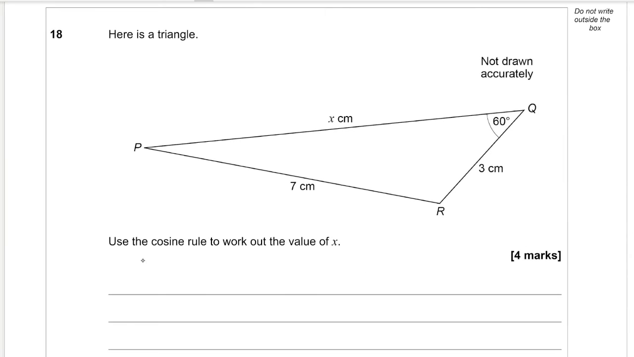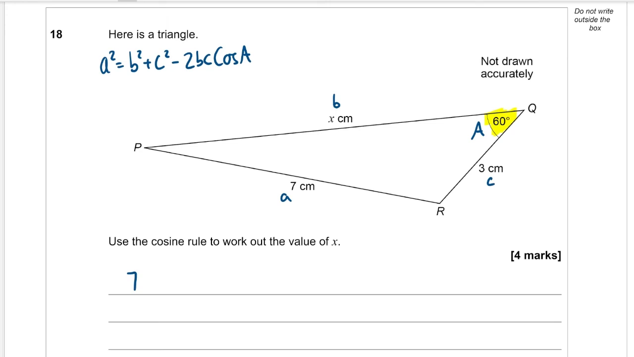Okay, here is a triangle and it says use the cosine rule to work out the value of x. The cosine rule revolves around whatever angle you're going to use. So the angle here is 60, which means that I'm going to call this side capital A, and the side opposite is little a, and the other two sides are B and C. So the cosine rule states that a squared is equal to b squared plus c squared minus 2bc cosine of A. So let's substitute what we know into that formula.